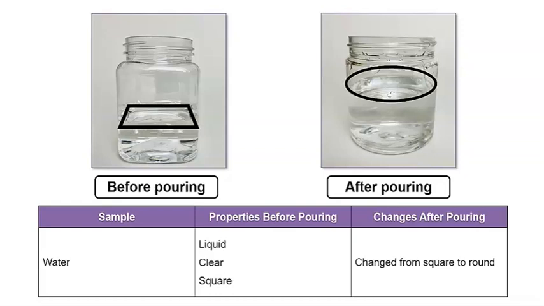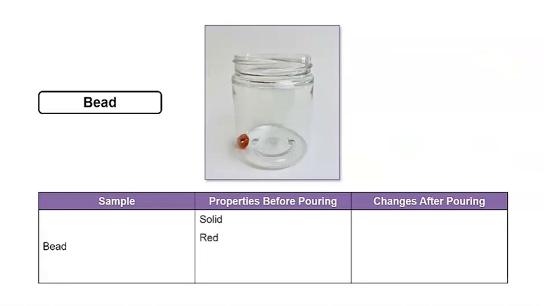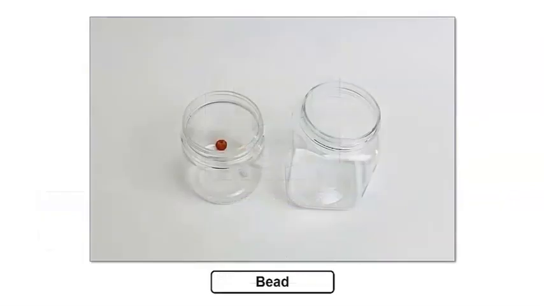Here is our last sample, a bead. What are the properties of the bead before pouring? I see that the bead is solid, red, and round with a hole in the center. The bead feels rough. Let's pour the bead into the second container.